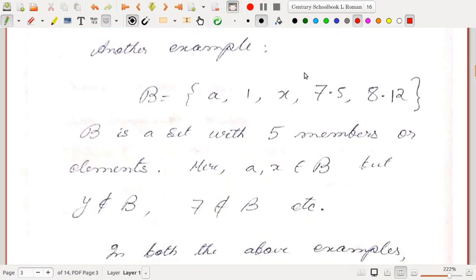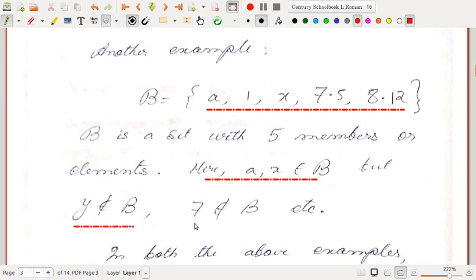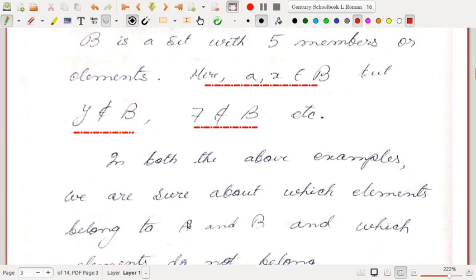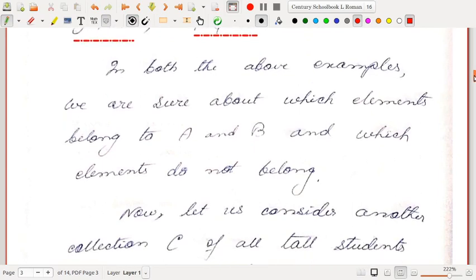Another example, say B = {a, 1, x, 7.5, 8.12}. So B is a set with 5 members. What are the members? a, 1, x, 7.5 and 8.12. Here a, x belong to B, but y does not belong to B. So y is not an element inside this set. 7 is not an element inside this set. 7.5 is an element. So in both the above examples, we are sure about which elements belong to A and B and which elements do not belong to A and B.